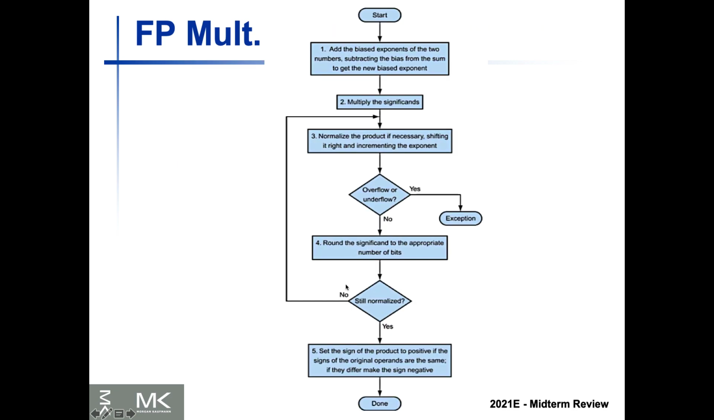So as an example, let's talk about floating point multiplication. That was the flow chart. You start by adding the biased exponents of the two numbers. You multiply the significands. You normalize the product. You check if it's underflow or overflow. And then you round, normalize if needed, and then you set the sign. For multiplication, if one of them was negative and one was positive, the output would be negative, obviously. So you just have to follow the process in this figure. I believe it was figure 3.17 in your book.